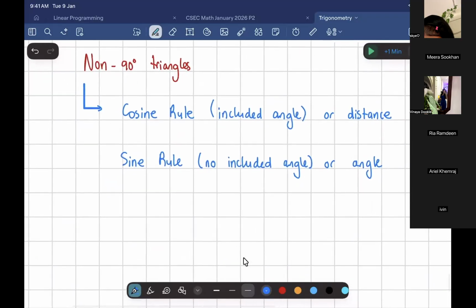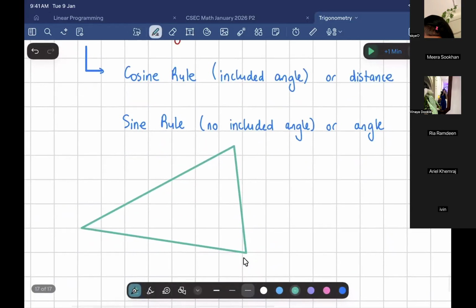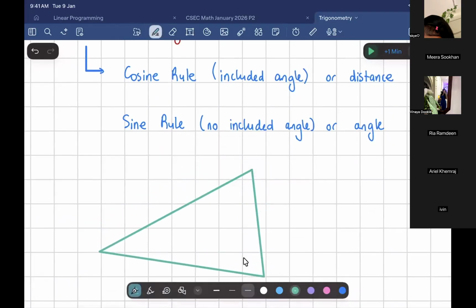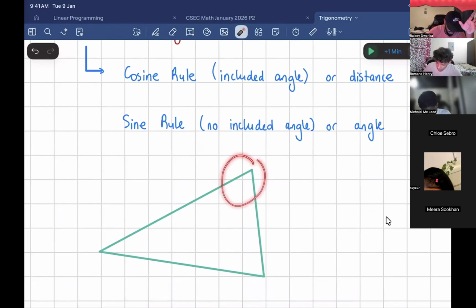Okay, great. So let's start off with the cosine rule. Before we do that, let's go through the naming convention you would use for triangles that are not 90 degrees. I'm gonna put a triangle here. Tell me if it's a right angle triangle, yes or no. Are you all seeing a right angle anywhere? No, sir.